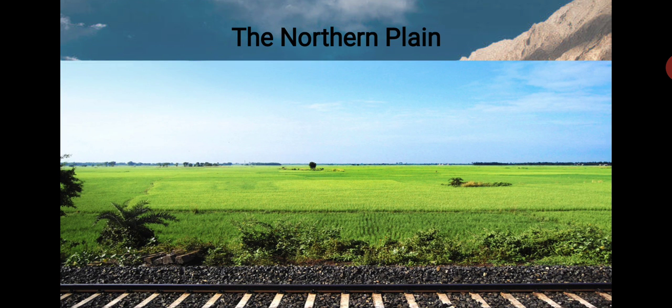Now comes the northern plains. The great northern plains are situated to the south of the Himalayas and to the north of the Peninsular Plateau.